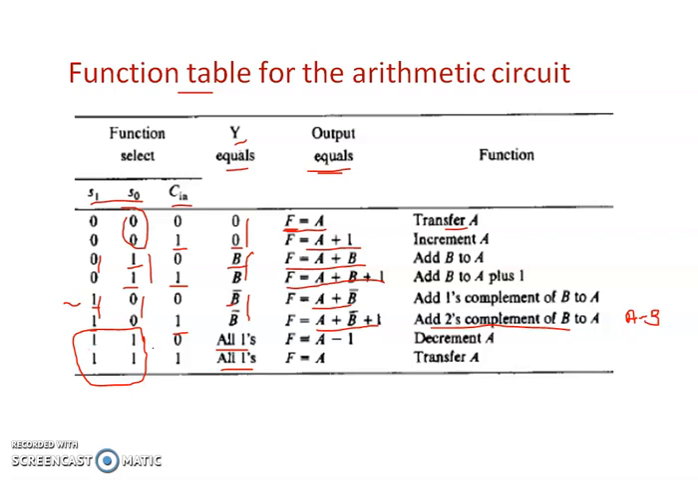Then in the last case, S1 S0 equal to 1 but carry in equal to 0 means F will be equal to A minus 1. If carry in is equal to 1, again it performs the transfer operation. So these are the different functions performed based on the selection inputs S1 and S0. Also, Cin plays a major role in performing these operations.